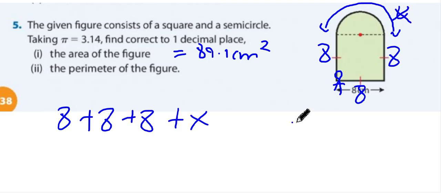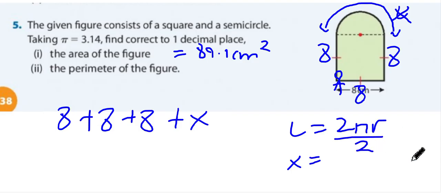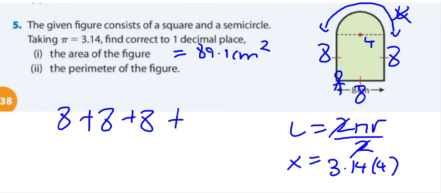Now, the length of a full circle is 2 pi r. And then X will be half of that. So just pi r, or 2 pi r divided by 2, whatever you want to do. So we'll just do pi times r, will we? So who will get 3.14 times a radius of 4? What do you get there? 12.56 added on.